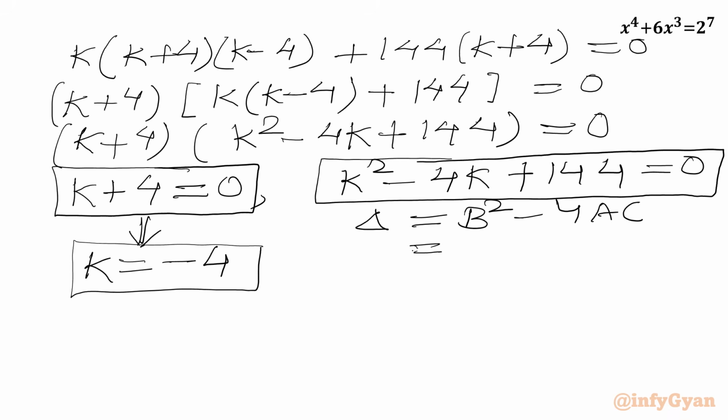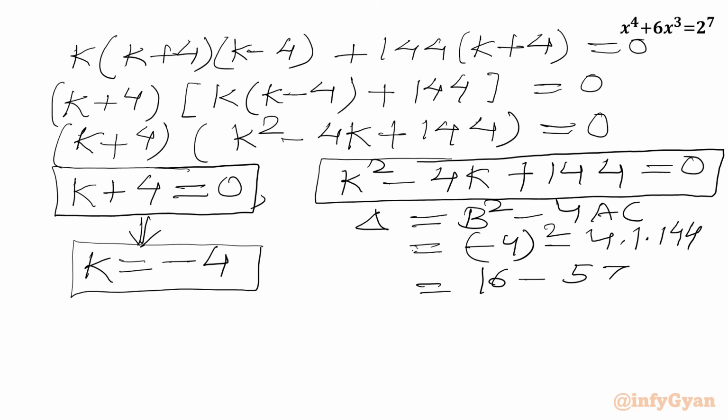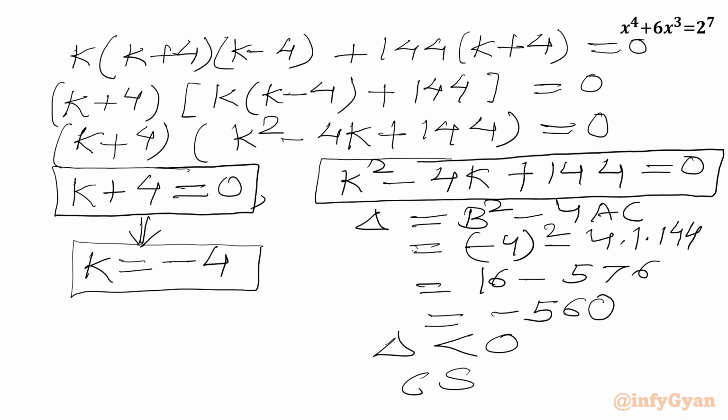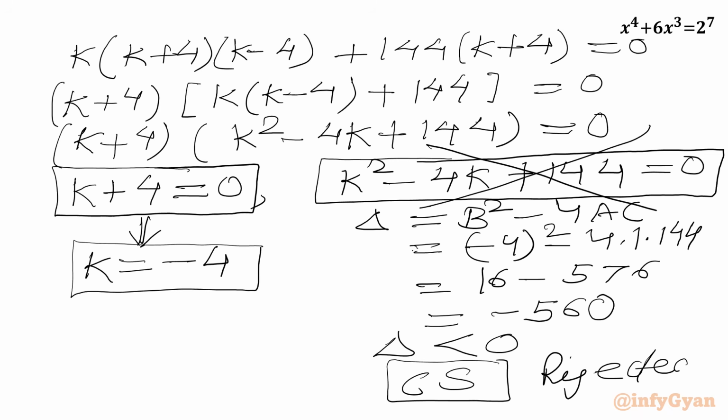Here b is the coefficient of k, so I will write minus 4 whole square, minus 4 times a, the coefficient of k square, which is 1, times c, the constant 144. So I can write here 16 minus 576. This difference will come out negative, minus 560. The discriminant is negative. We are going to get complex solutions. So we can reject this quadratic equation as we are looking for real solutions. Rejected. So the accepted k would be k equal to negative 4.